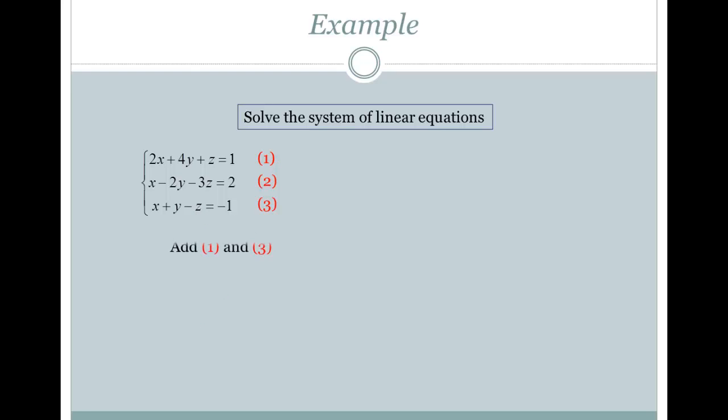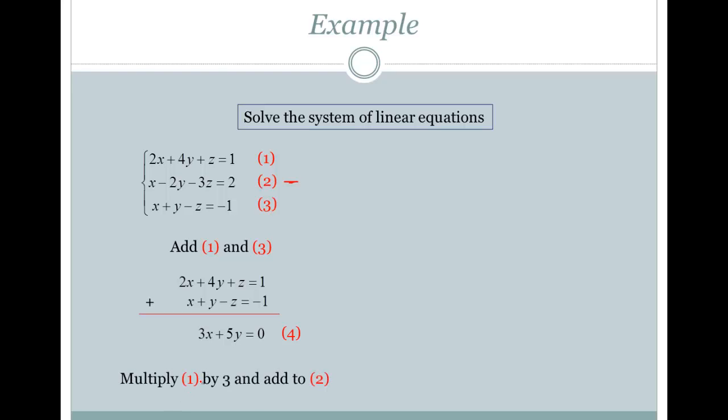If I add equations 1 and 3, like this, the z terms are going to cancel out, and I'm going to get left with 3x plus 5y is equal to 0. Okay, the goal now is to use equation 2, in either equation 1 or equation 3, to eliminate z. And to do that, I'm going to multiply 1 by 3. I'll multiply this 1 by 3, and I'm going to add it to 2.